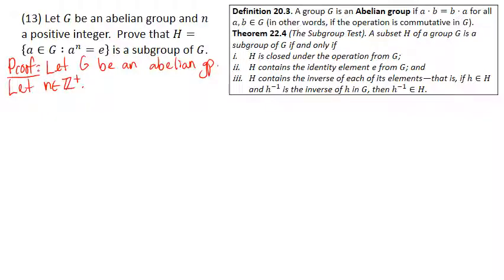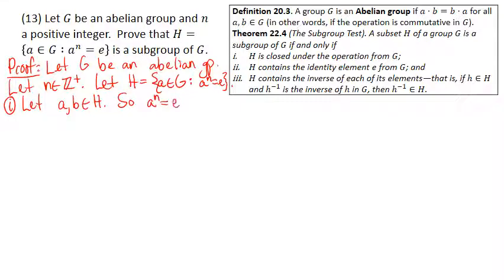Okay, then we're going to prove this. So I guess I'll just let H have that definition there. A to the n equals E. Okay, so let's prove these three parts here. So 1, H is closed, so I'm going to let two elements be in H. So I'll call them A and B. Okay, so what do we know about A and B? Well, they're in H, so that would mean that A to the n equals E, and B to the n equals E.